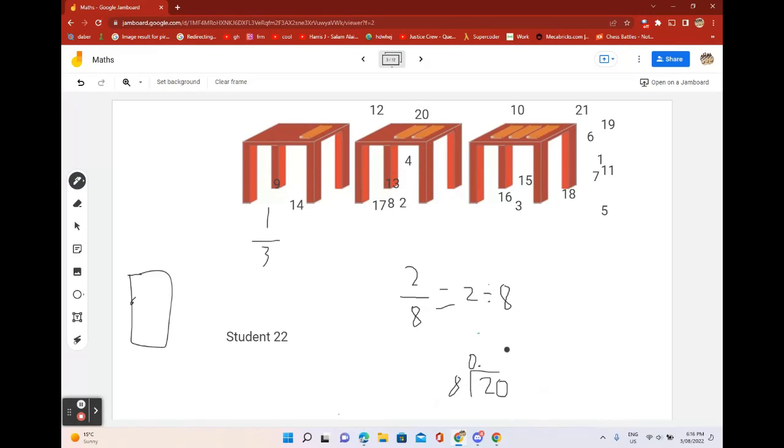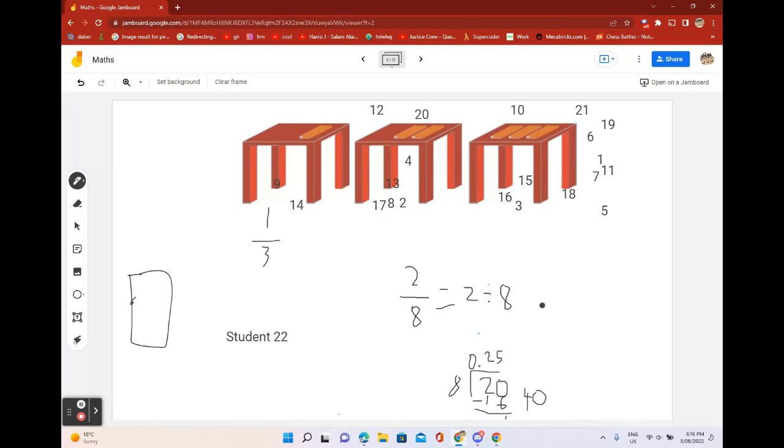It actually goes 2 times, because 8 times 2 is 16. We can write that here. 20 minus 16 is 4. Oh, you don't have space. And then if we add another 0, because we already gave the decimal, we don't have to give anything else for another 0. 8 times 5 is going to get you 40.